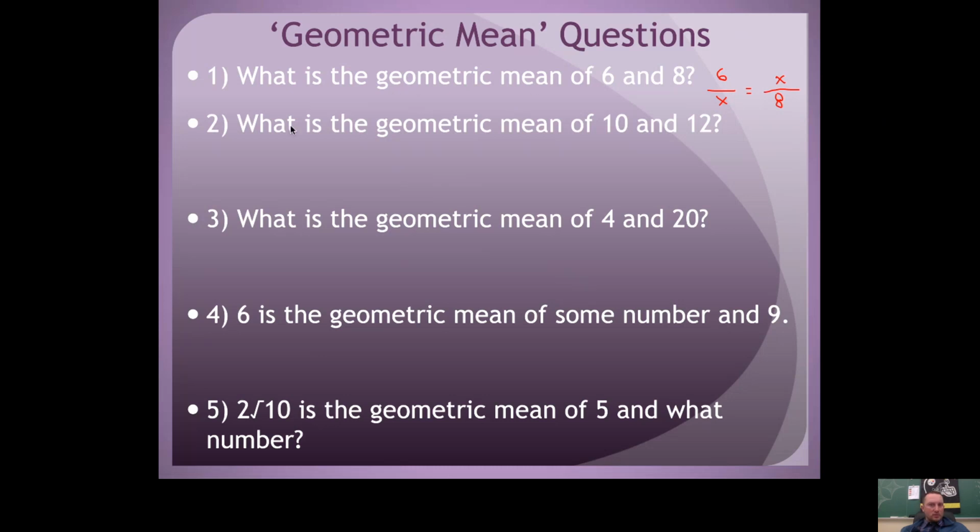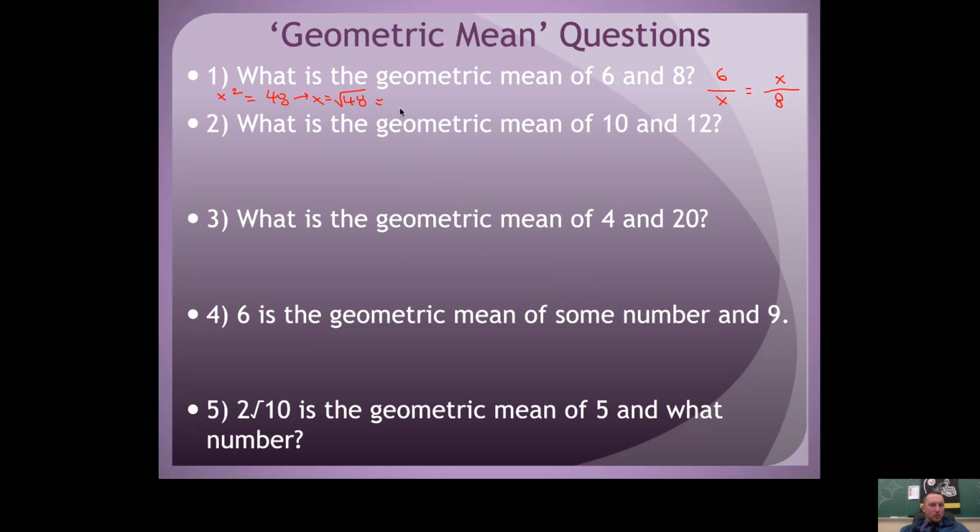So we're going to solve this. X times x is x squared. 6 times 8 is 48. So we know that x is the square root of 48 when we unsquare. Now, you can't leave it like that. We have to simplify radically, remember.